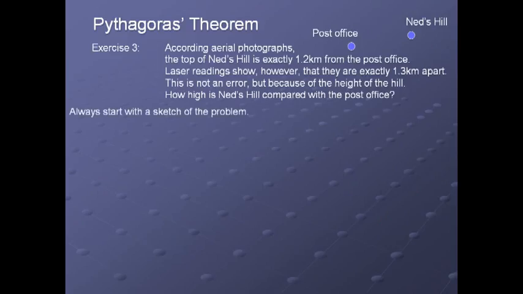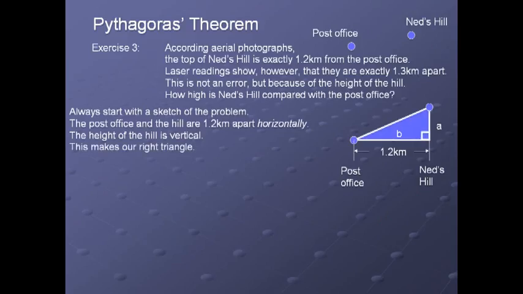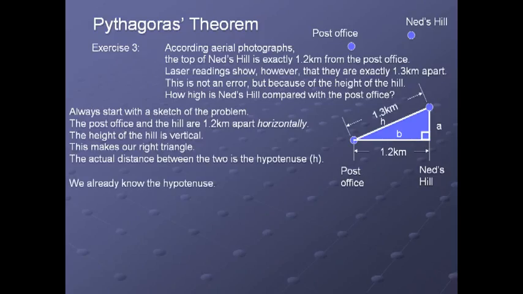Always start with a sketch of the problem. The post office and the hill are 1.2 kilometres apart horizontally. The height of the hill is vertical. This makes our right triangle. The actual distance between the two is the hypotenuse. We already know the hypotenuse. We want to know the length of side A.